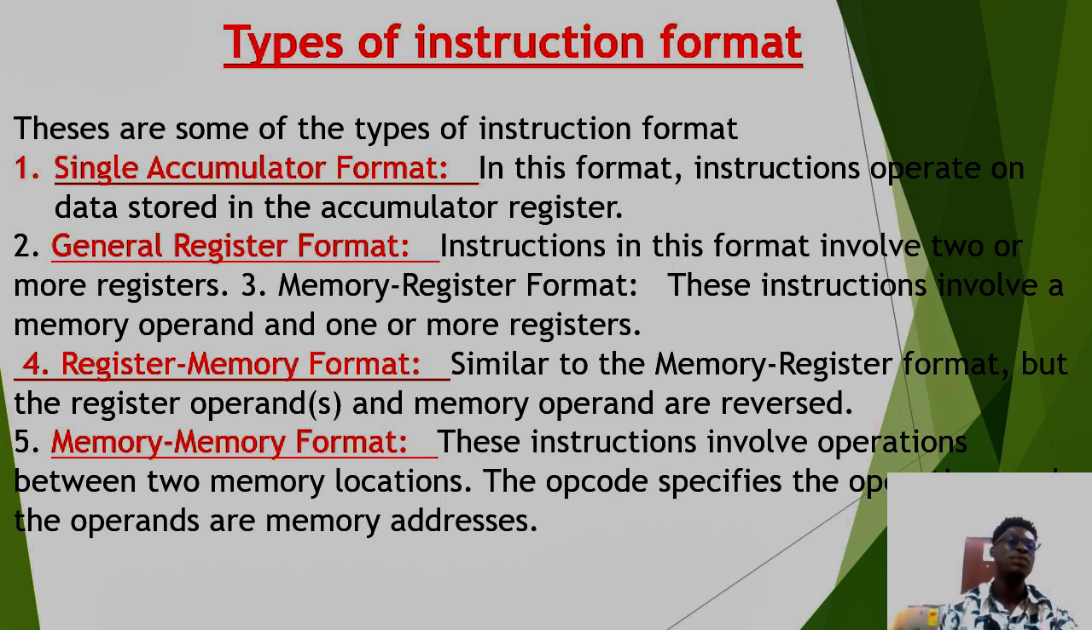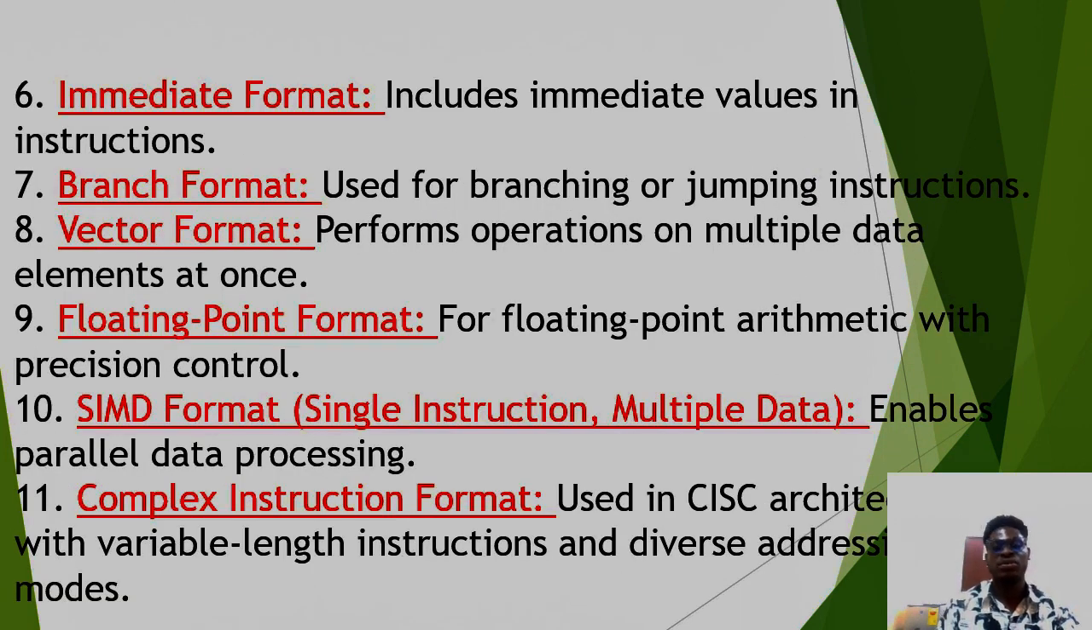Six, immediate format, which includes immediate values in instructions. Seven, branch format, used for branching or jumping instructions. Eight, vector format, which performs operations on multiple data elements at once.